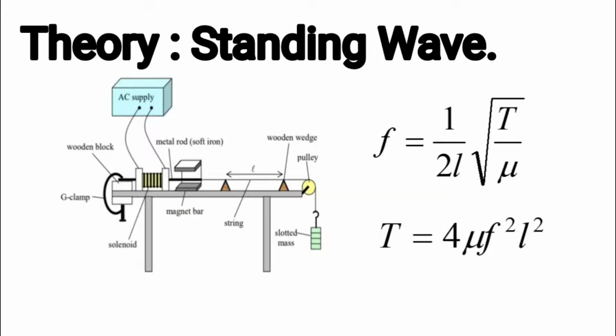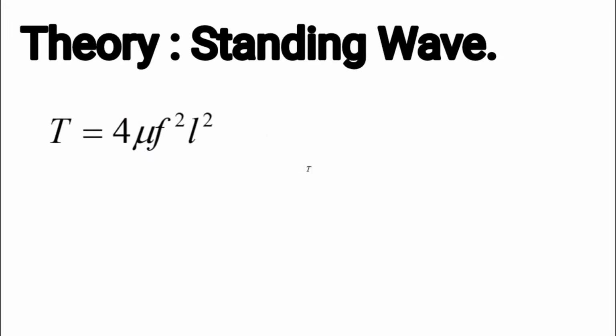The frequency of the standing wave in a string in relation with tension in the string is given by the equation f equal to 1 over 2L square root of T over mu. Mu is the mass per unit length. When we square both sides of the equation and rearrange them, we get T equal to 4 mu f squared L squared. To see how the tension of the string affects the value of L, we will plot them in a graph.